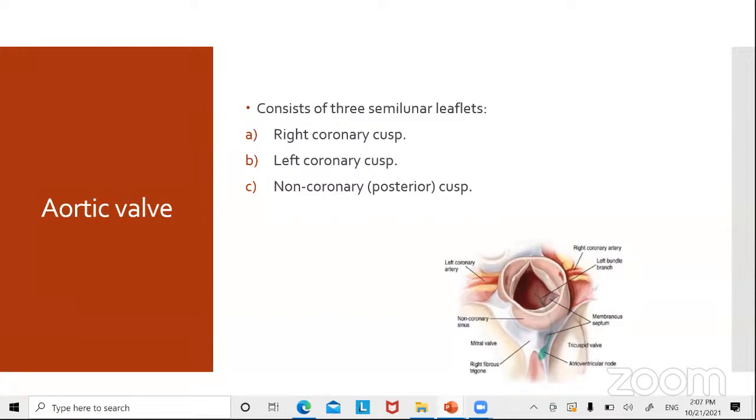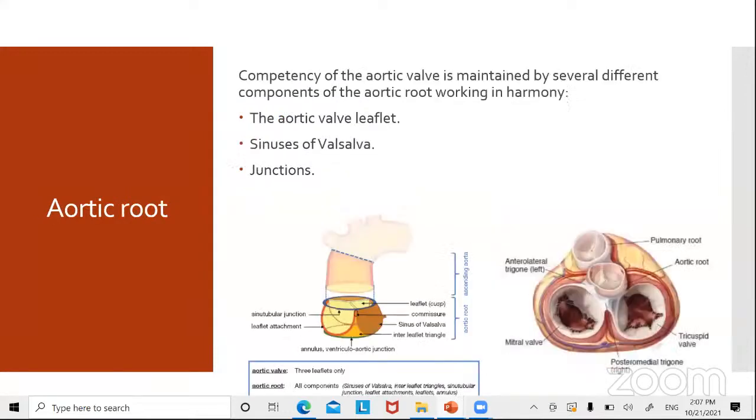So the aortic valve consists primarily of a right coronary cusp, a left coronary cusp, and a non-coronary or posterior coronary cusp. The leaflets are formed by a fibrous core and endothelial lining. The commissures are the points of contact between the leaflets on the aortic wall. So the aortic root connects the LVOT to the ascending aorta.